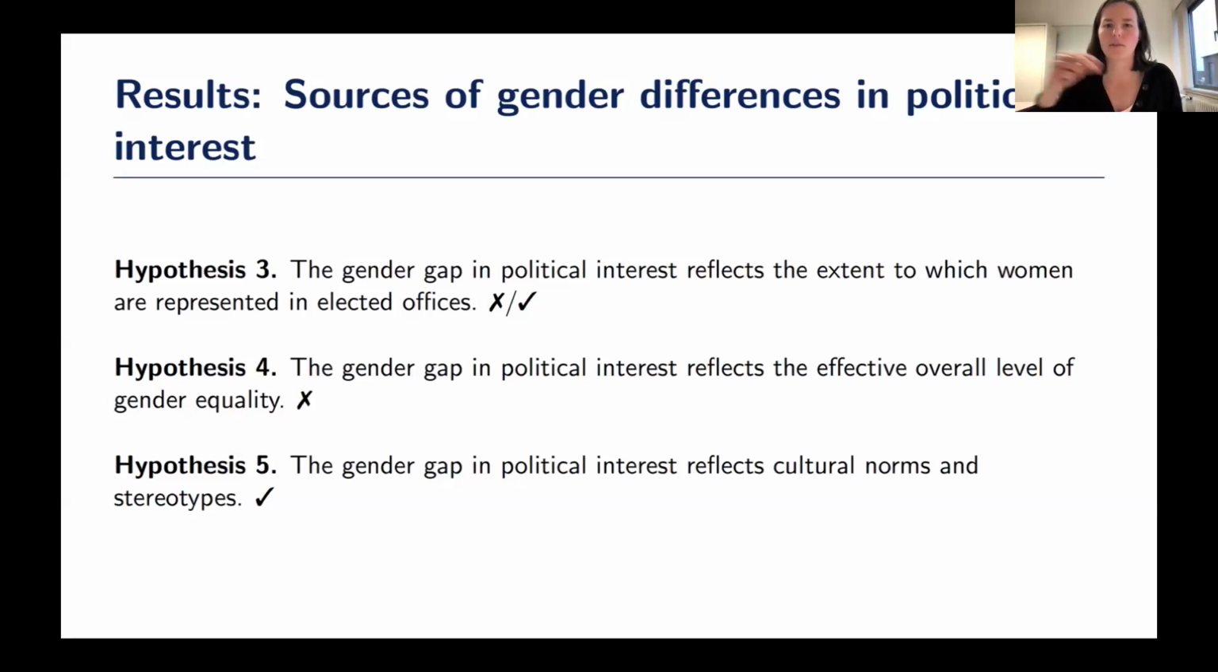It depends on which indicator we're using. If we're focusing on long-term effects, there's a bit more evidence, but that doesn't really hold when we add the other controls. We don't find any indication that societal gender inequality matters, but those cultural norms seem to be key.